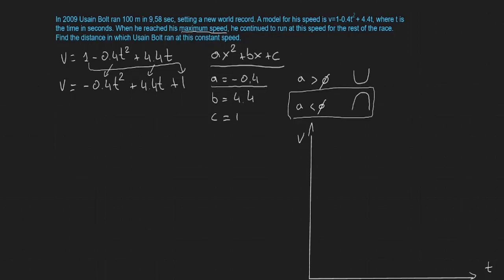So, if the vertex is a point, let's say K, Usain Bolt would run at parabolic speed until he reached the vertex K, sort of like this. And then after he reached the vertex, he would run at constant speed until the end of the race. So the graph for Usain Bolt would look like this.